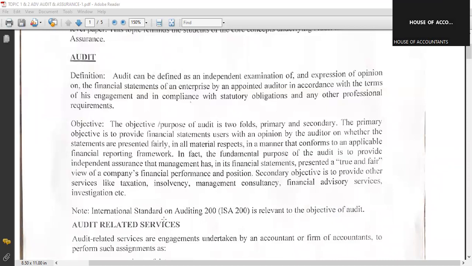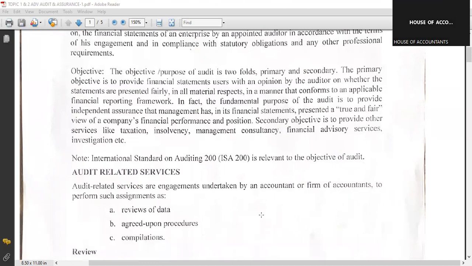Now, note, International Standard on Auditing 200 is relevant to the objective of audit. So, the objective of audit is in ISA 200, which we're talking about, the objectives. Now, audit-related services. What are the audit-related services? Audit-related services are engagements undertaken by an accountant or a firm of accountants to perform such assignments. They are not audits per se, but they are related to audits.